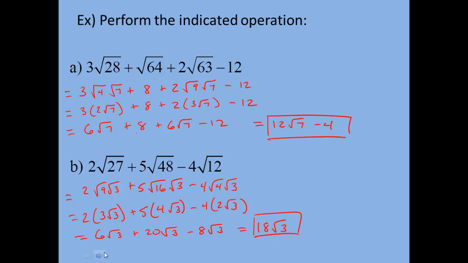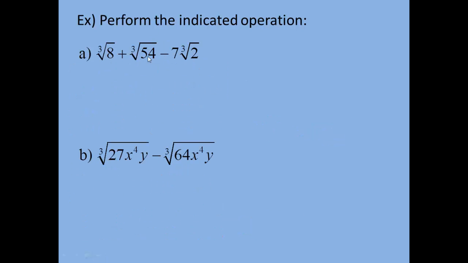All right, let's take a look at a few more examples. So, again, performing indicated operations. So we have the cubed root of 8 plus the cubed root of 54 minus 7 cubed root of 2. Remember, our first step when we're evaluating these is to simplify each radical piece completely. So the cubed root of 8, all right, that's actually a perfect cube. 8 is the same as 2 to the 3rd power, so cubed root of 8 just equals 2.